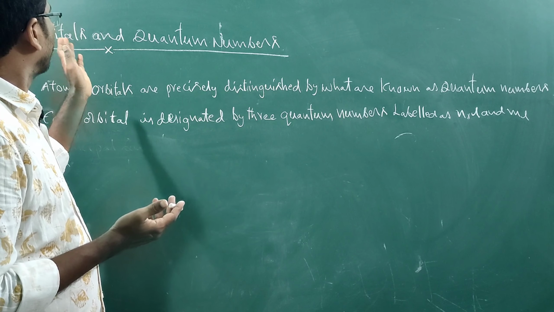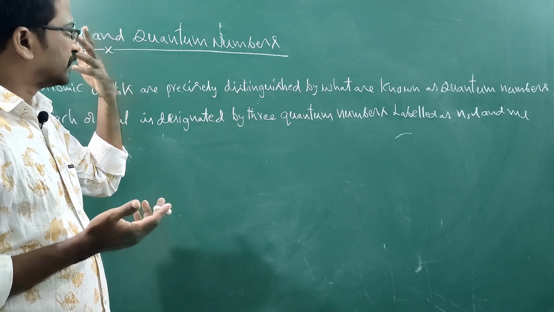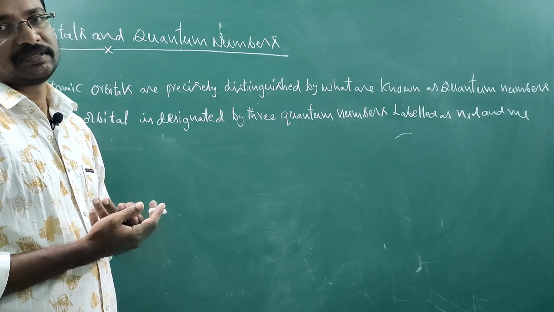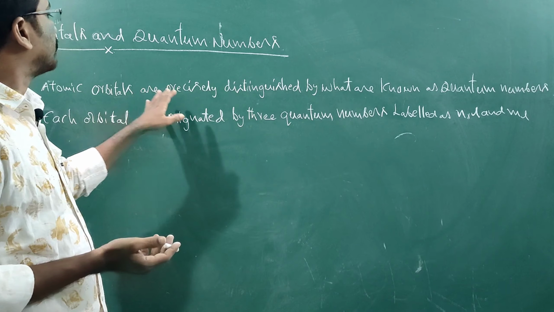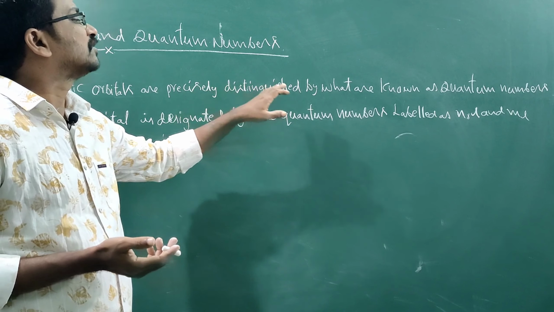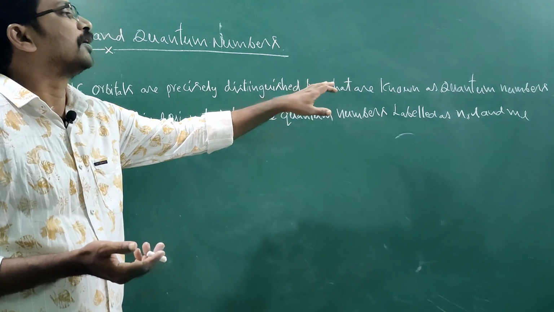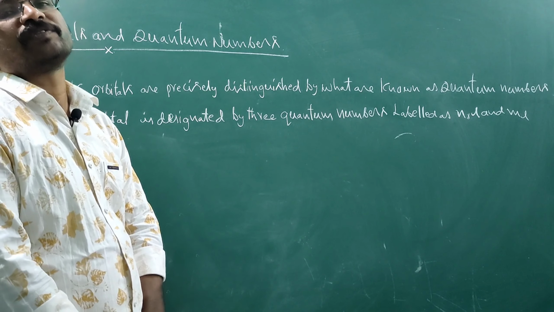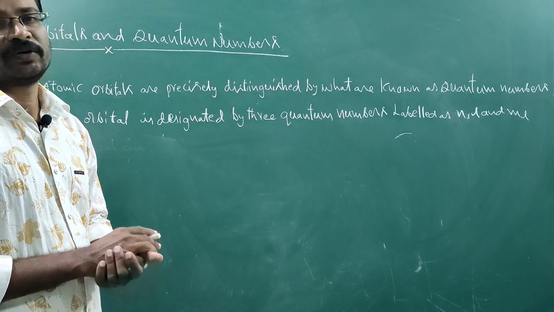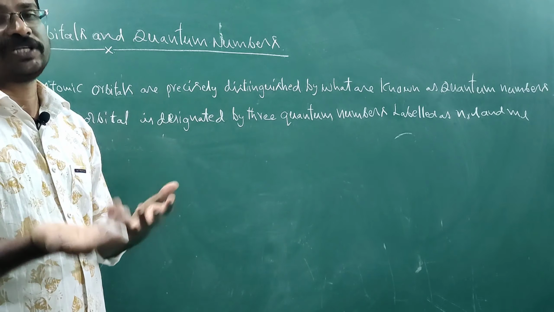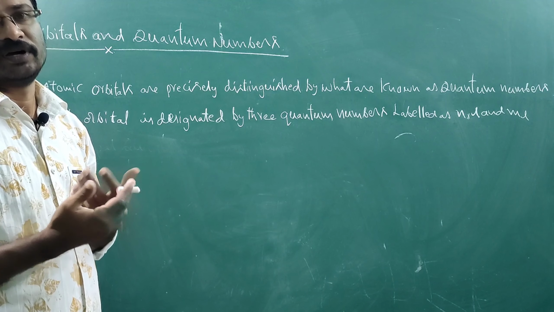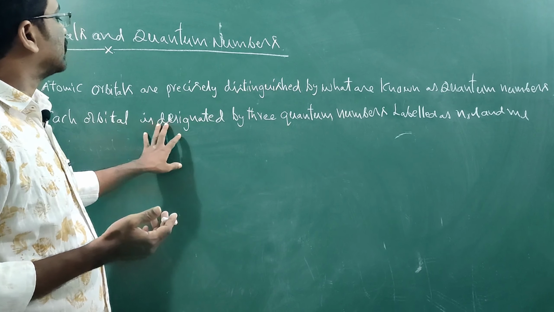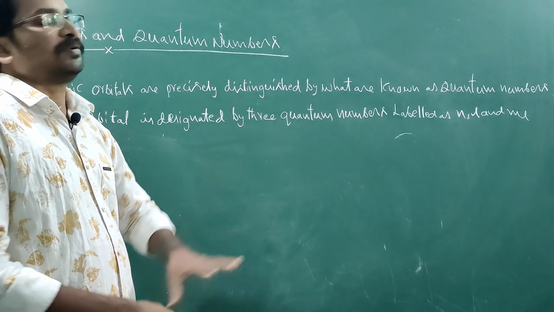Based on these factors, orbitals are distinguished by what are known as quantum numbers. Atomic orbitals are precisely distinguished with the help of quantum numbers, based on the size, shape, and orientation of orbitals. Each orbital is designated by 3 quantum numbers.